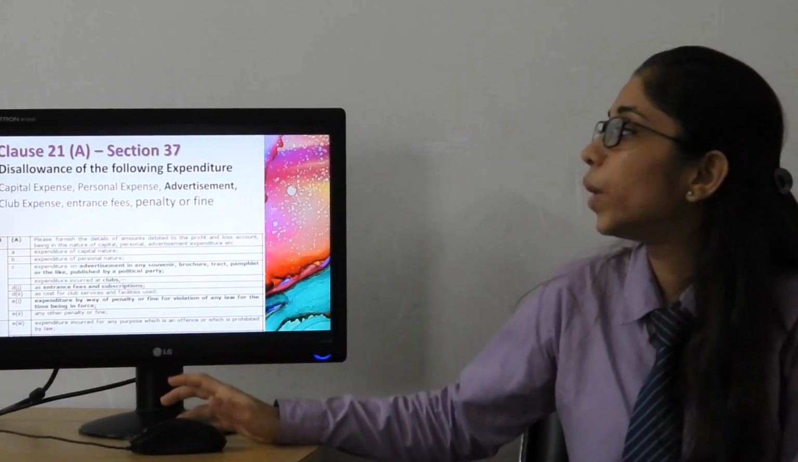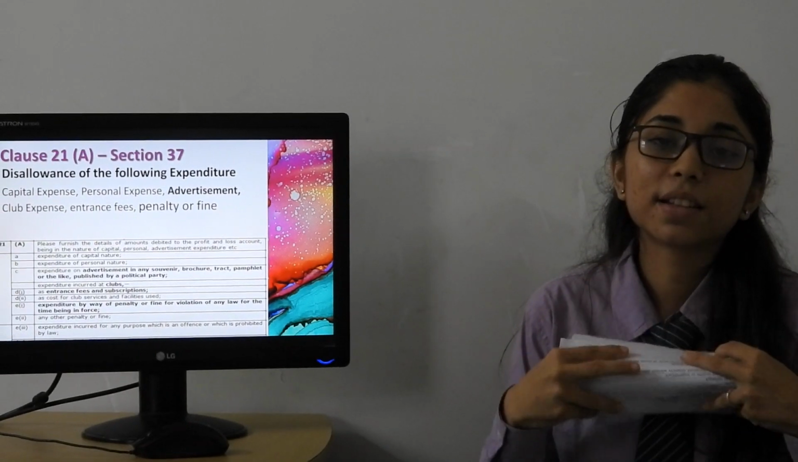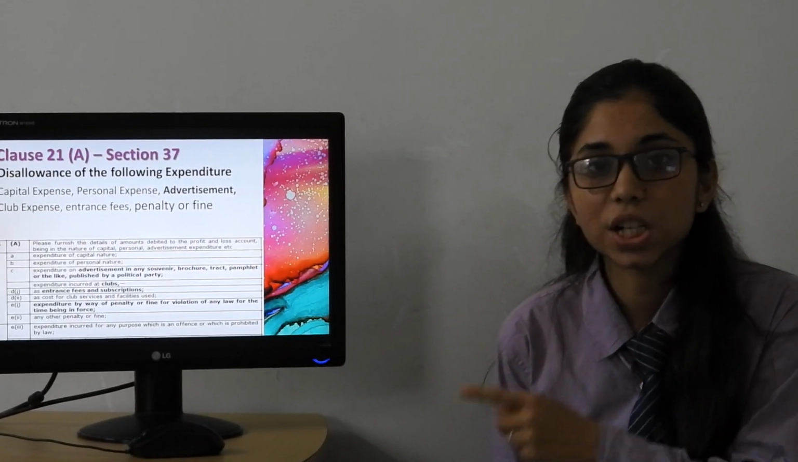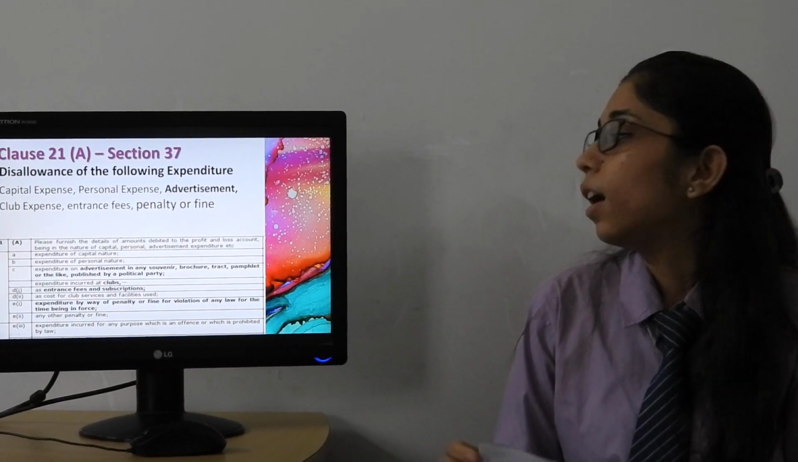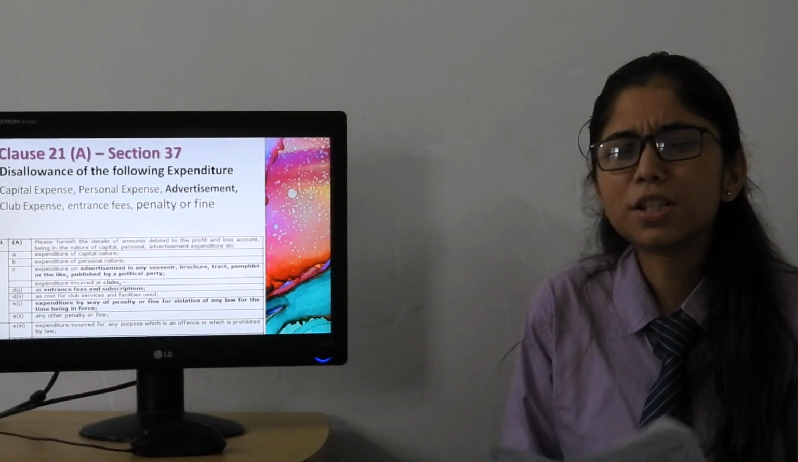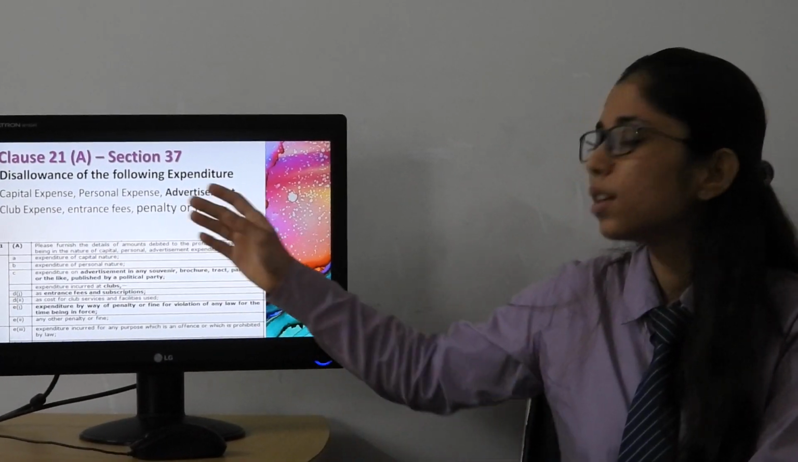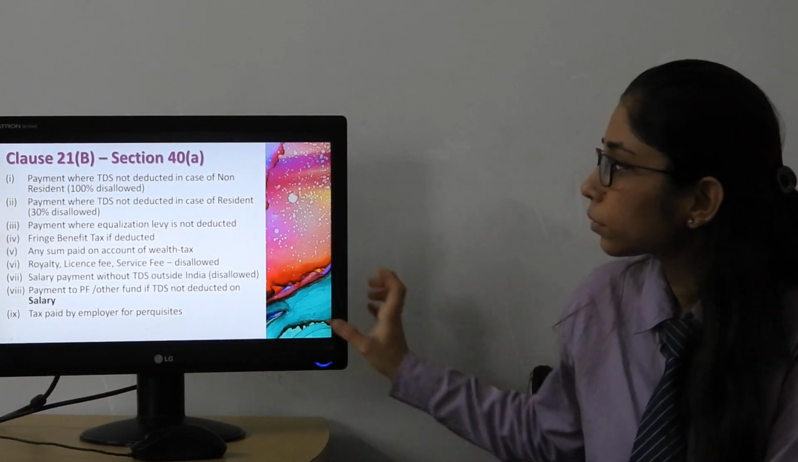Next, clause 21A, section 37. Section 37 says disallowance of expenditure which is of a personal nature, capital nature, advertisement done by a political party, and expenditure on clubs, subscription fees, etc. These basically are of a personal nature, so this would be disallowed.